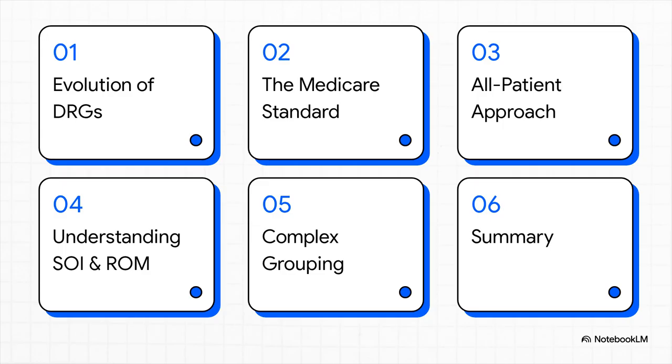Here's a quick look at our agenda for today. We'll trace the evolution of DRG systems, compare the Medicare-focused MS-DRGs with the all-patient approach, unpack the dual-axis structure of severity of illness and risk of mortality, dig into the complex grouping mechanics, and finally wrap it all up with a summary. Let's get right to it.